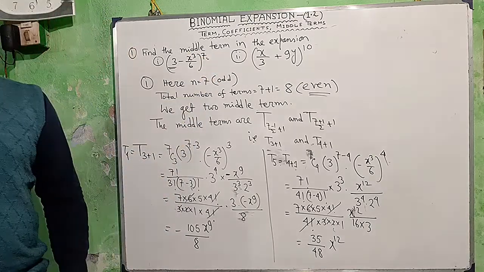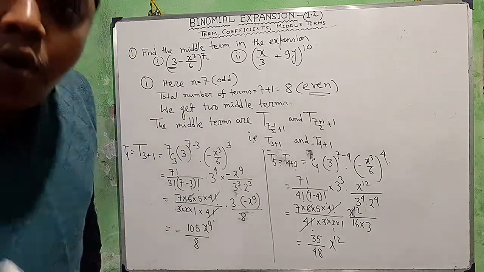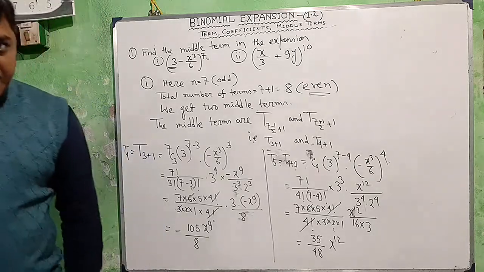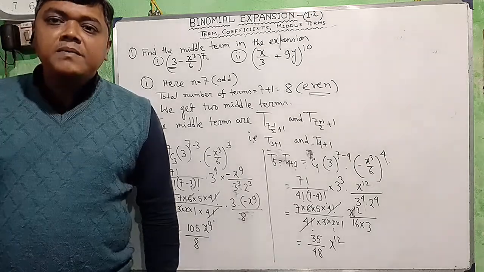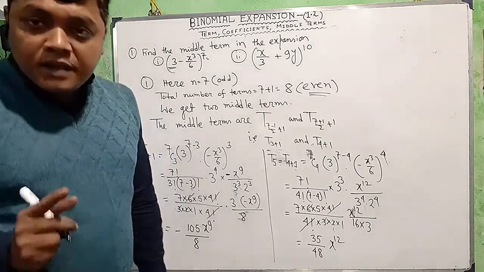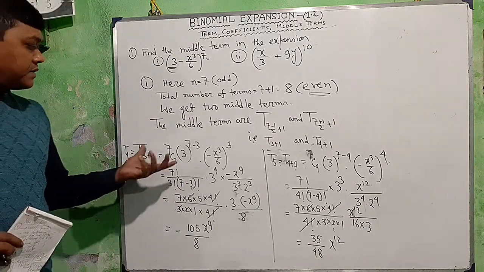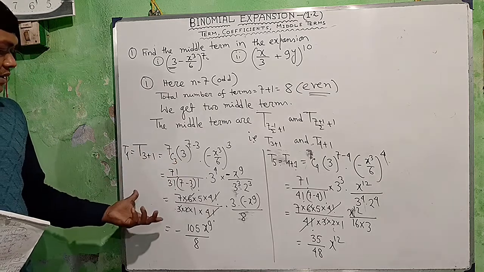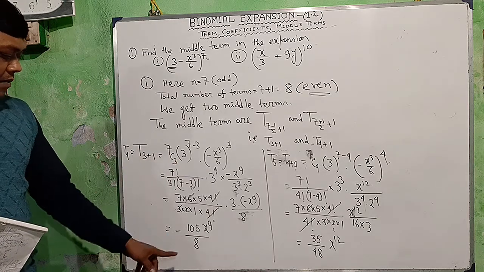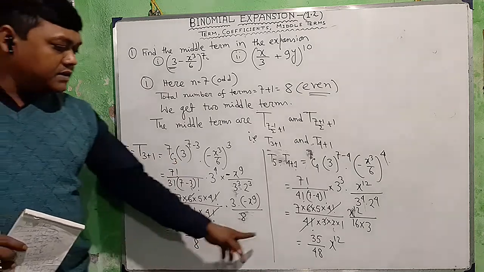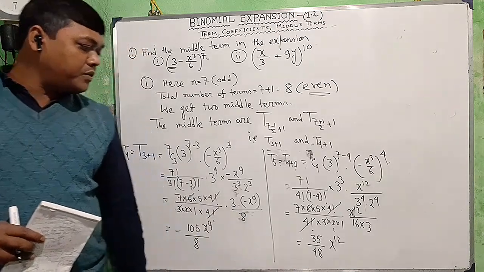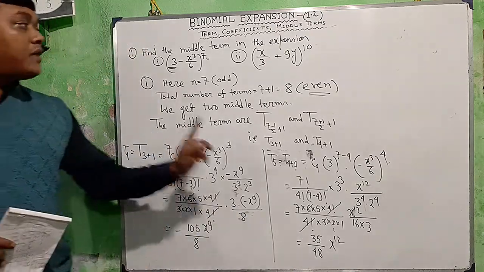So that means if the index is odd, we will get an even number of terms, and if an even number of terms is present, then we always get two middle terms. So I have calculated two middle terms here. The first middle term is minus 105 by 8 x to the power 9, and another is 35 by 48 x to the power 12. That means the fourth term and fifth term.